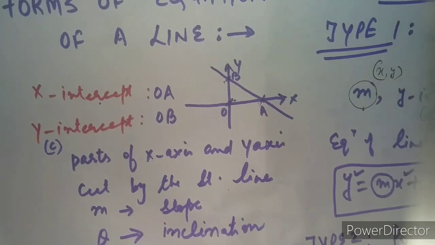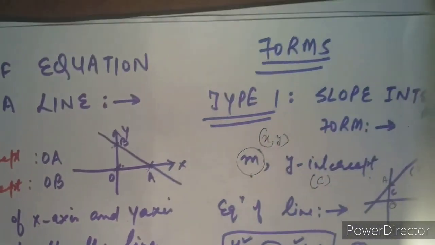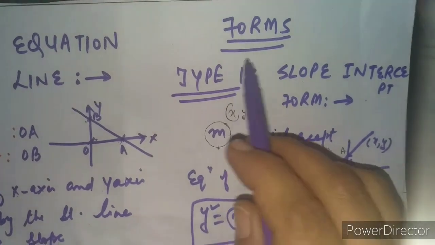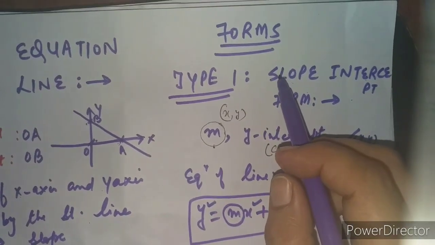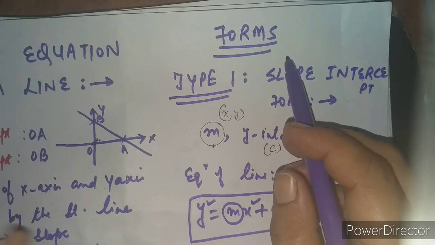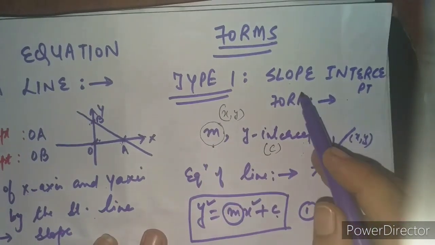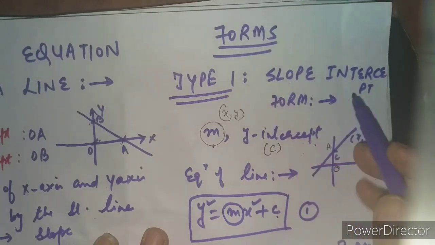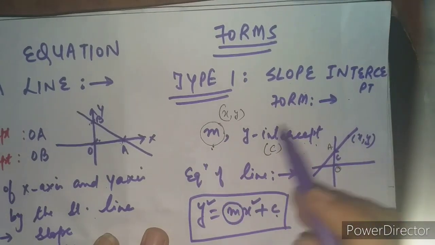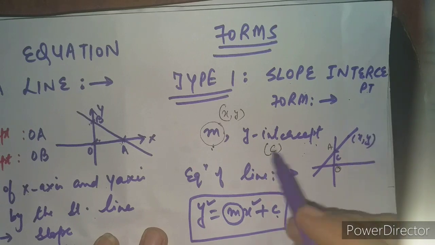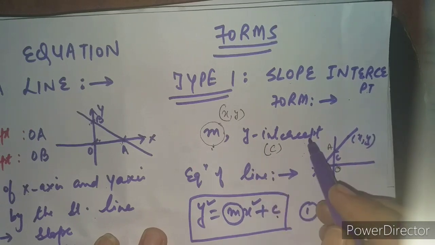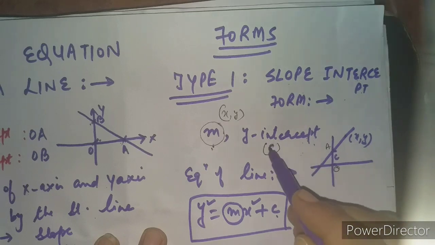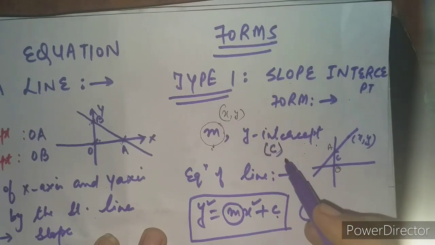Now I am going to talk about the very important topic of your chapter, that is the different forms of equation of a line. The first type is the slope intercept form. Slope, all of you know, is denoted by small m, and intercept here would always mean the y-intercept. Remember, intercept would always mean the y-intercept, and I just told you that it is denoted by small c.